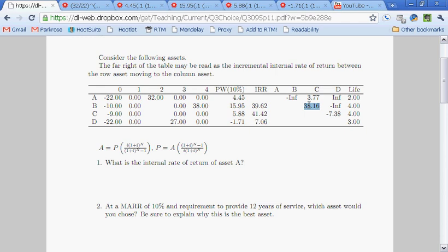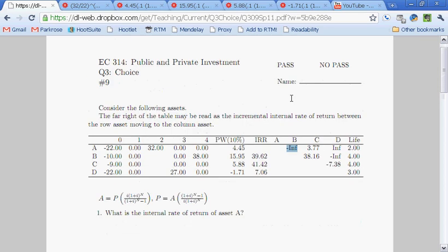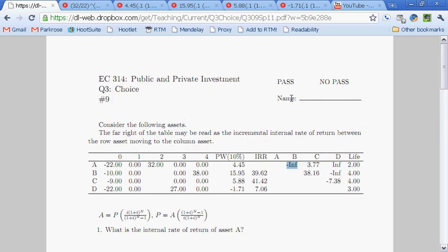Well, you've only got one asset left, so you have to see if you should upgrade from B to A. And so that B to A increment ends up being negative infinity, which is definitely less than 20, the minimum acceptable rate of return. So B ends up being your best asset. And that's the quick explainer for essential question 3, version 9 in spring 2011. Thank you.